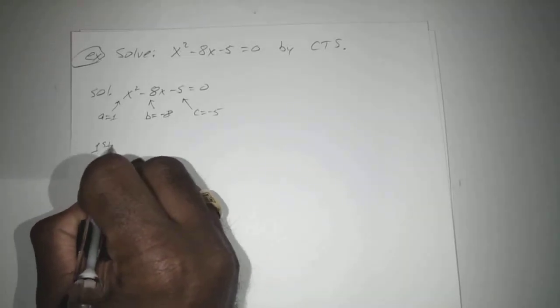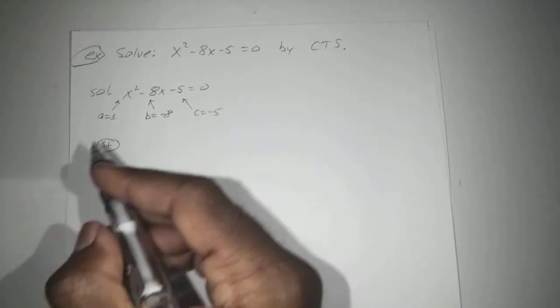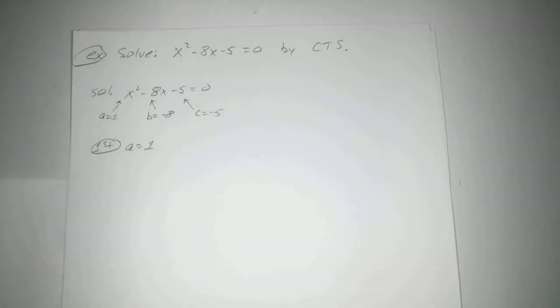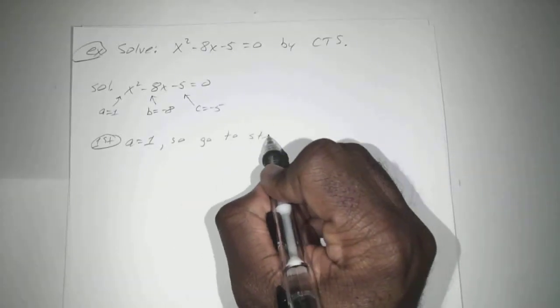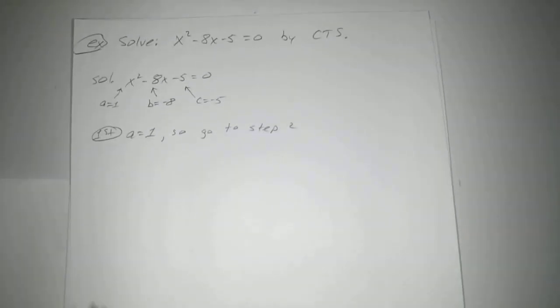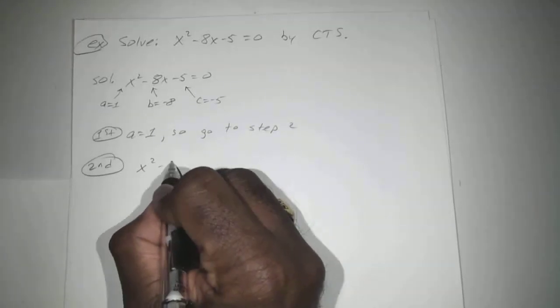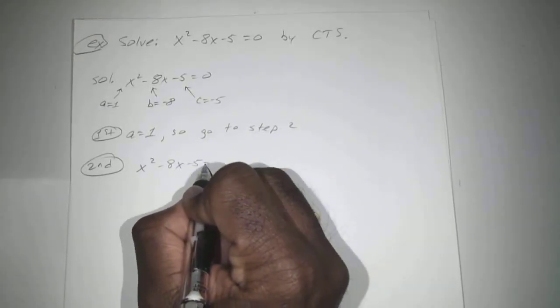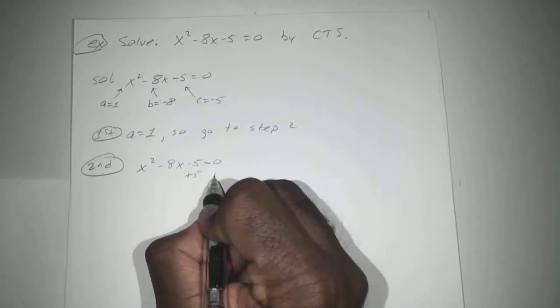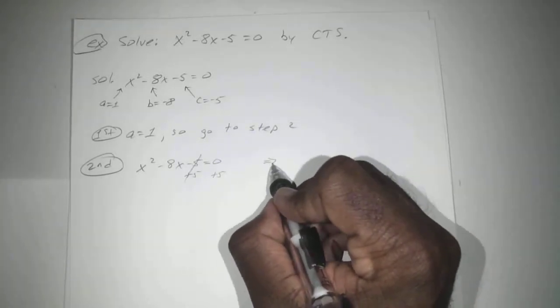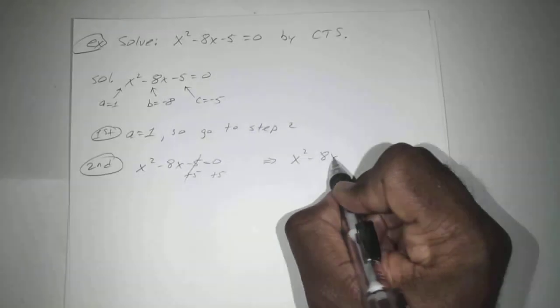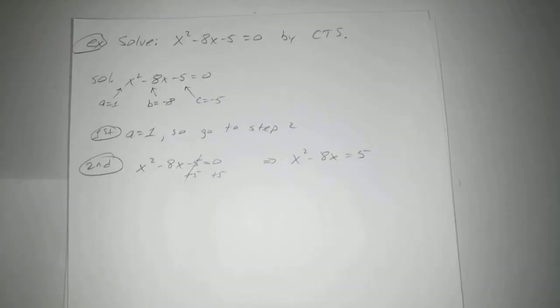Okay, so remember our first step. In this case, our a is equal to 1, so we just go right on to step 2. Okay, so our second step, remember, we have to isolate our x terms. So we have x squared minus 8x minus 5 equals 0. We're just going to add 5 to both sides, where that disappears. So that means we have x squared minus 8x equals 5. So we isolated our x terms.